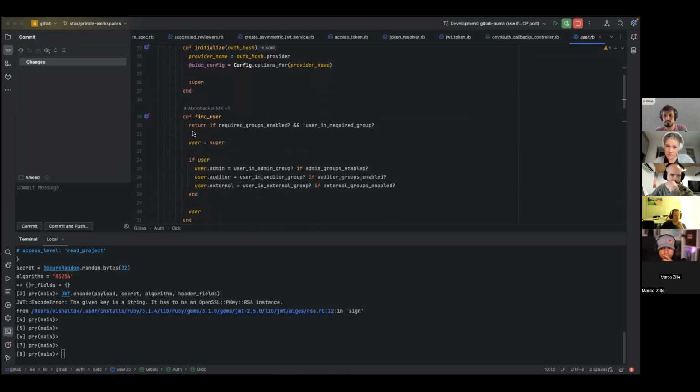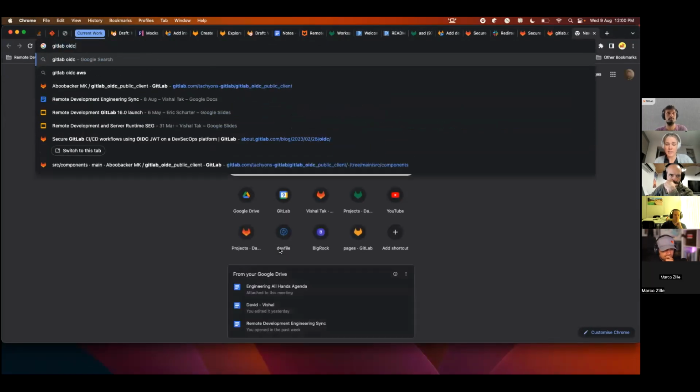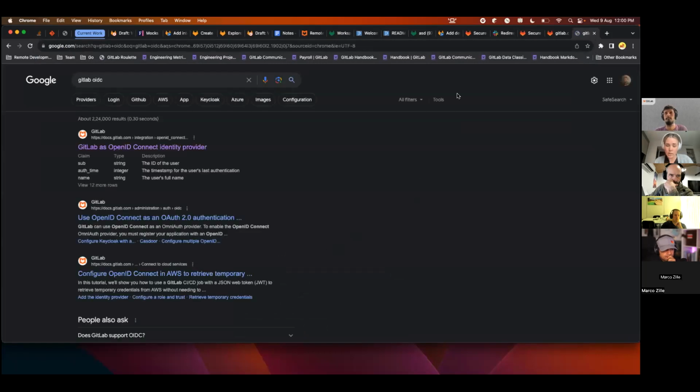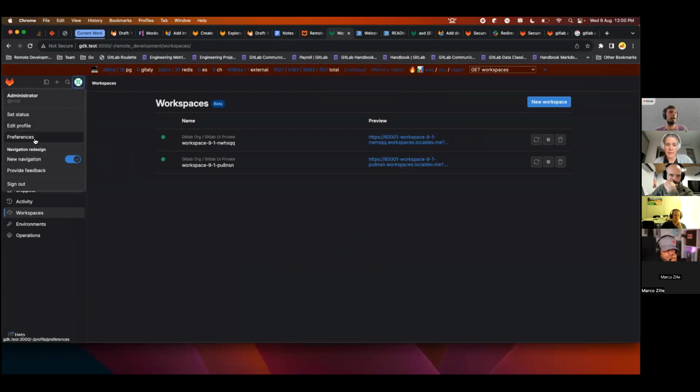I think what we could do, if you wanted to just figure this out in real time together, is we could follow the documentation for GitLab as an OpenID Connect provider and try to set it up either with your GDK or with just gitlab.com or staging.gitlab.com and play around with it that way.